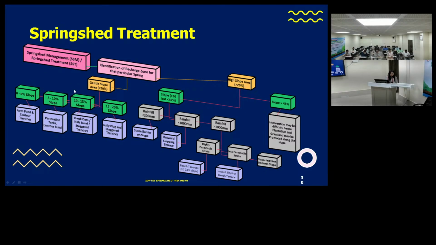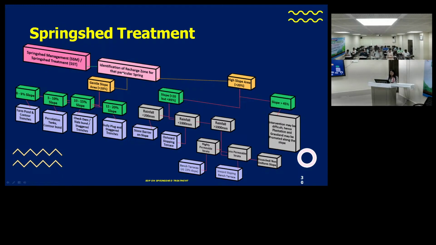Now for gentle slope, which may make our job easier. If it is 0 to 5%, then farm ponds and contour trenches can be constructed. If the slope is 5 to 10%, then percolation tanks and contour bunds can be constructed. If the slope is between 10 to 15%, check dams and nala bunds or stagger trenches can be constructed. And if the slope is between 15 to 20%, gully plugs and stagger trenches can be constructed.